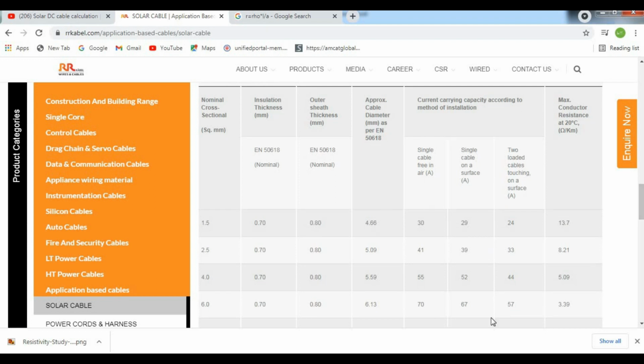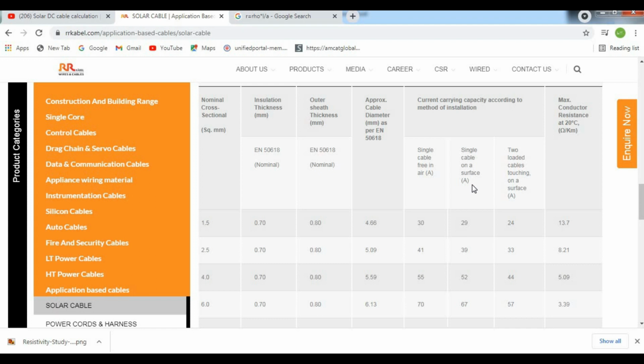So as you can see here, for 4 square mm cable, there are 3 different current carrying capacities depending on different installation types. Suppose the single cable is free in air, so if it's hung in the air, then the current carrying capacity will be different. If the cable is on a surface, so suppose it's laid on the surface or laid on the land, then there will be another current carrying capacity.